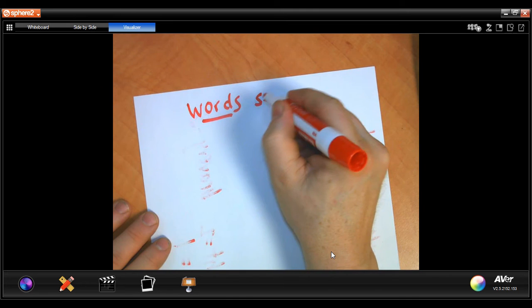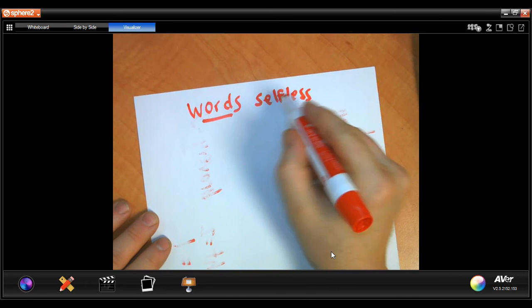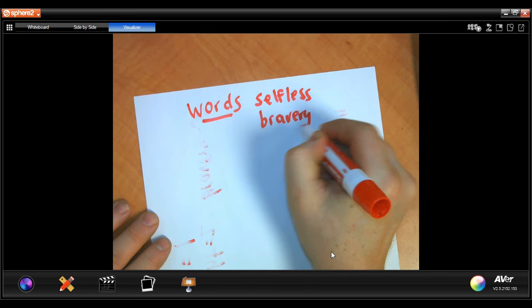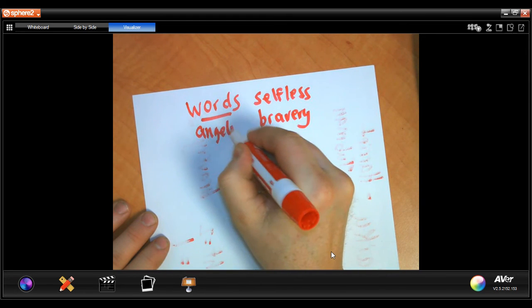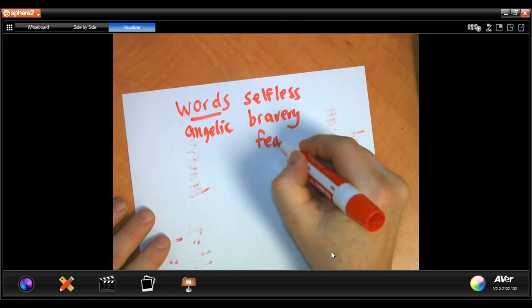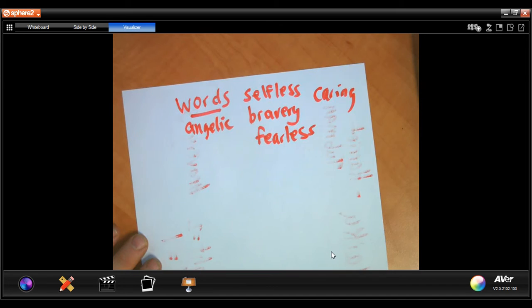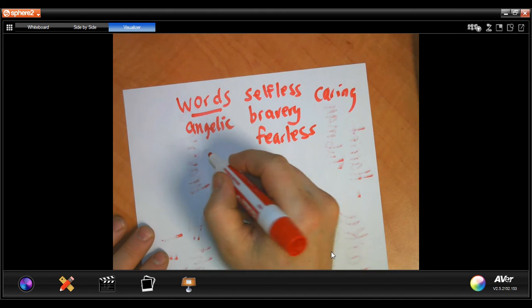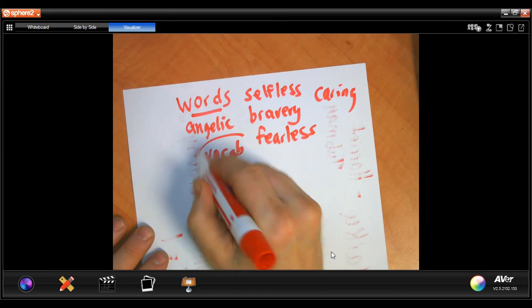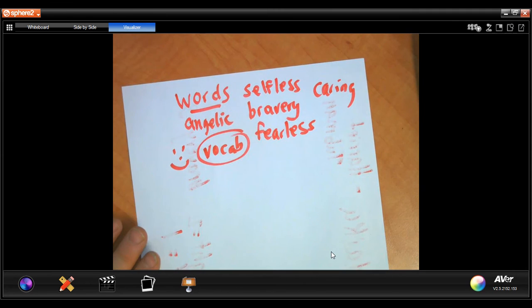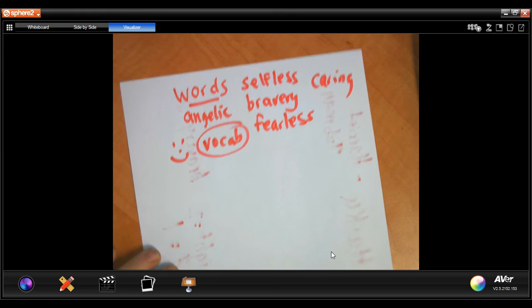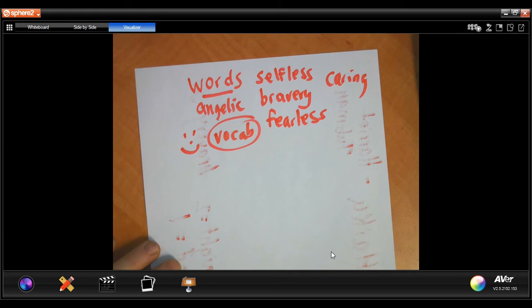We used the word selfless in class, bravery, angelic was used, fearless, caring. We talked about so many words that could be used. I want you to really focus on using amazing vocab in your haiku. I want you to stay away from those words that we all use, like cool or neat or fun. I want you to use some really great vocab. So think about a good list of words that describe Harriet Tubman.